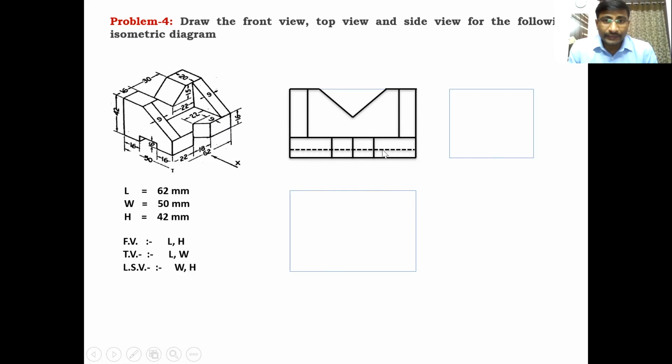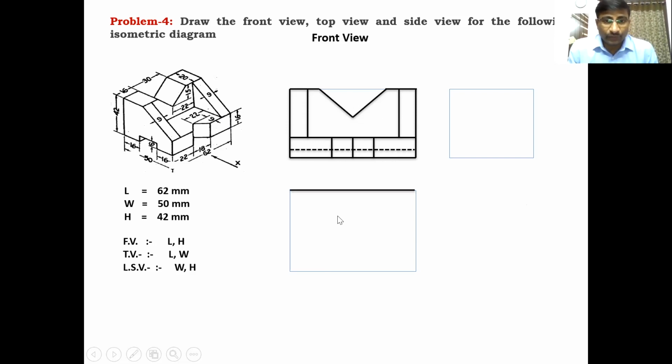And another dotted line is there, which is at a distance of 6 mm from the bottom. 6 mm from the bottom, the slot is there. The line which is passing through this corner and this corner is invisible from the front side. Therefore, we can draw the dotted line throughout the diagram. The dotted line is at a distance of 6 mm from the bottom, throughout the length, which is an invisible line from the front side. This is the front view.